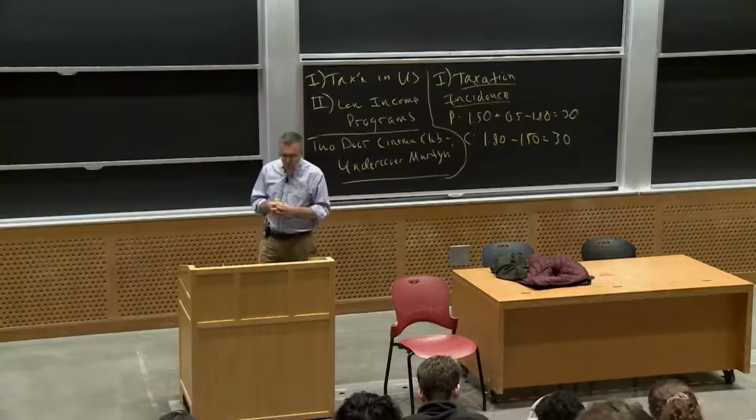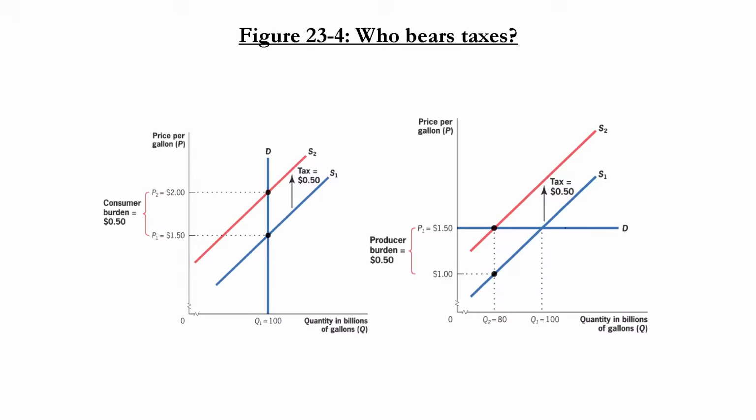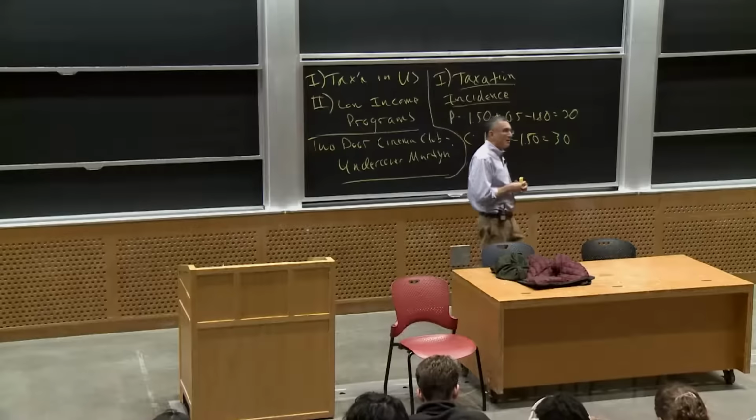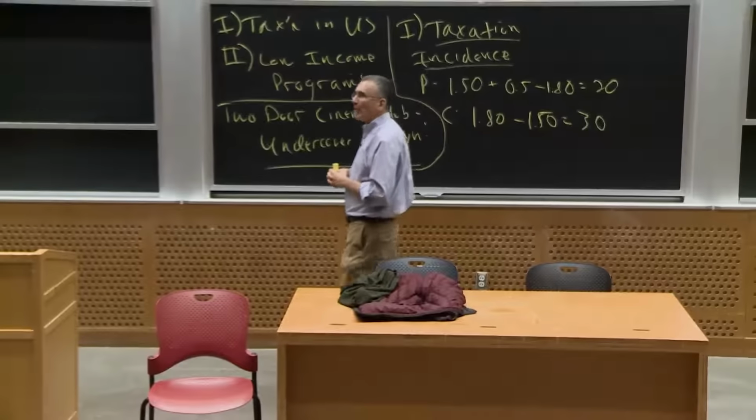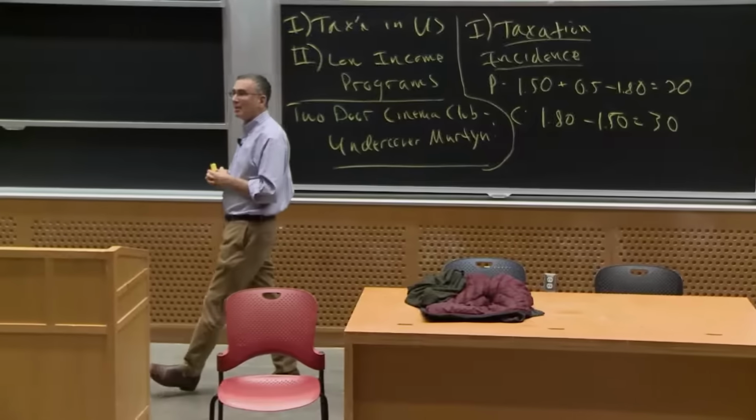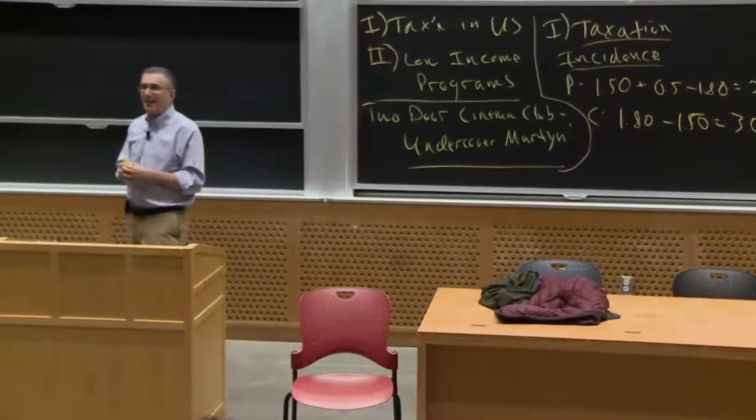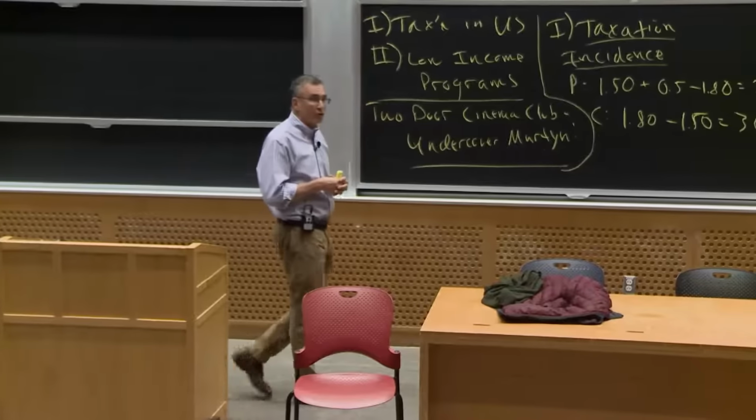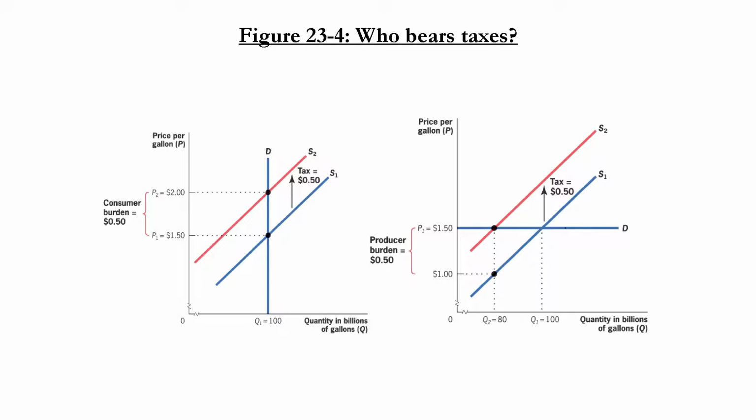Let's look at figure 23.4. In the first case, we have inelastic demand for gas. This is probably right in the very, very short run. Day to day, if the price of gas goes up a lot, people don't adjust their consumption the next day. So gas is probably pretty inelastically demanded in the short run. Well, in that case, what happens? Let's say we tax producers, the first example. The supply curve shifts up.